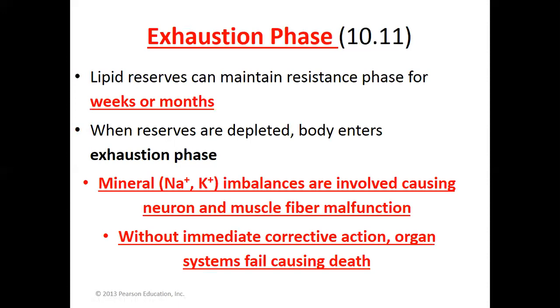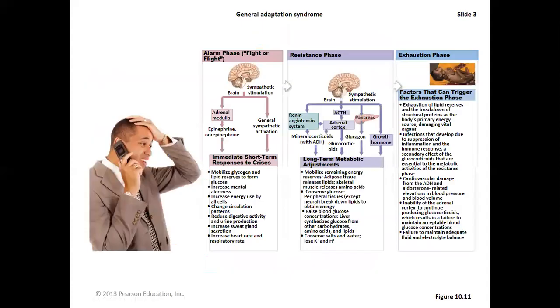The exhaustion phase is the 3rd phase, where lipid reserves can basically maintain the resistance phase for weeks or even months. So this is chronic stress. And when those reserves are depleted, the body enters this exhaustion phase where you can get mineral, like sodium and potassium, electrolyte imbalances that can cause neurons and muscle fibers to malfunction. And without immediate corrective action, organ systems can fail and you can die. So it can be really, really serious.